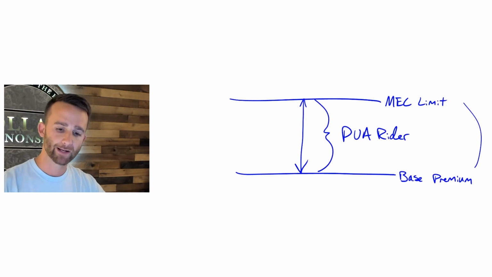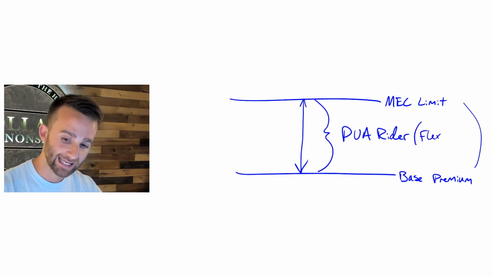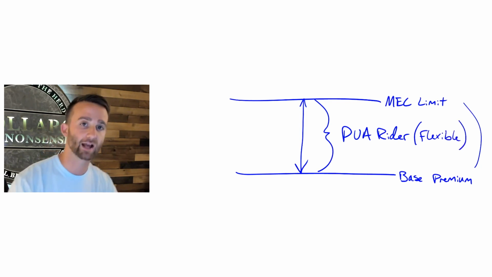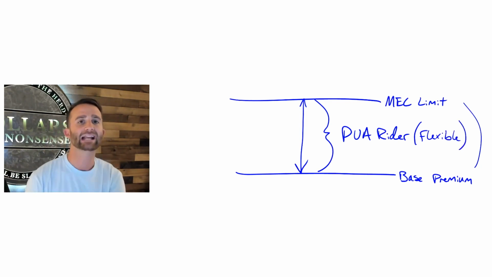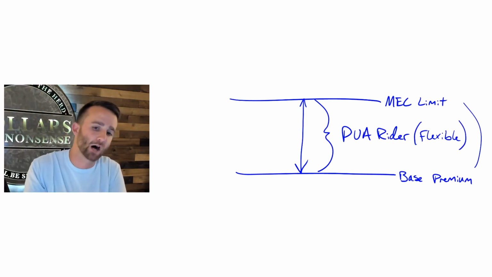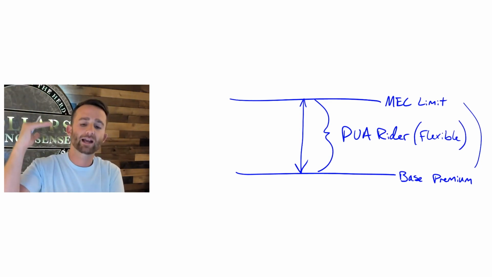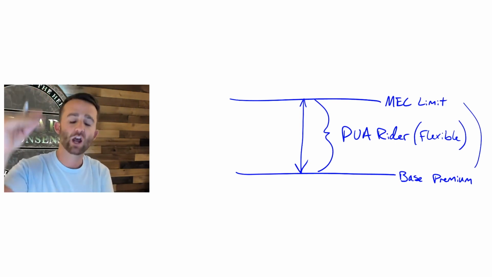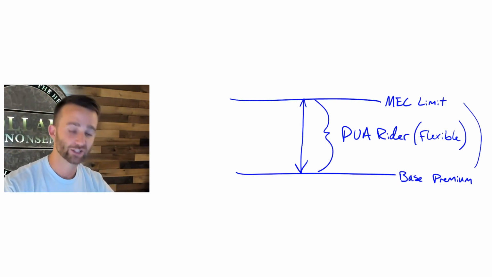One other thing to note about the paid up addition rider as well is that it is flexible, which is going to be a key concept for the rest of this podcast. The base premium is set. It doesn't change. The MEC limit is essentially set. It doesn't change that much. There's some nuance to the MEC limit, but it's essentially set. The base premium is set. What is not set is your paid up additions rider.